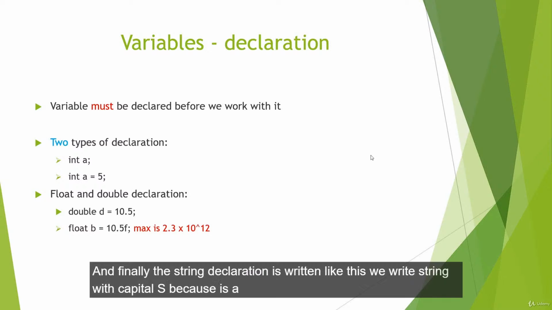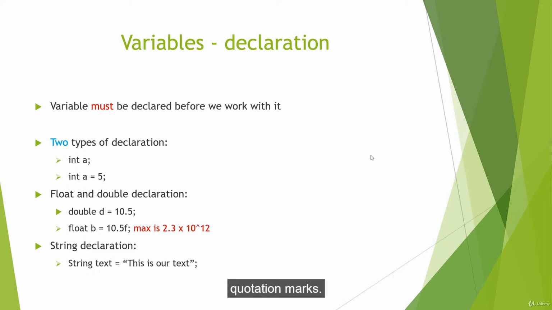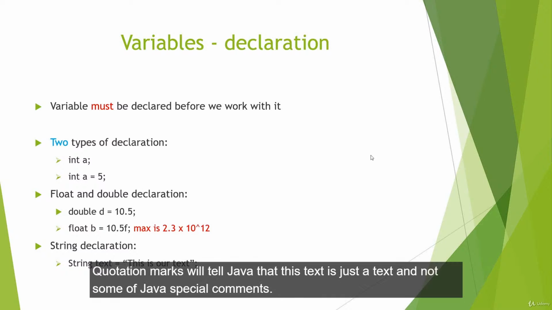And finally, the string declaration is written like this. We write String with a capital S because it's a class, but don't worry about this now. We have to write the text we want to store in the variable in quotation marks. Quotation marks tell Java that this text is just text and not some of Java's special commands.